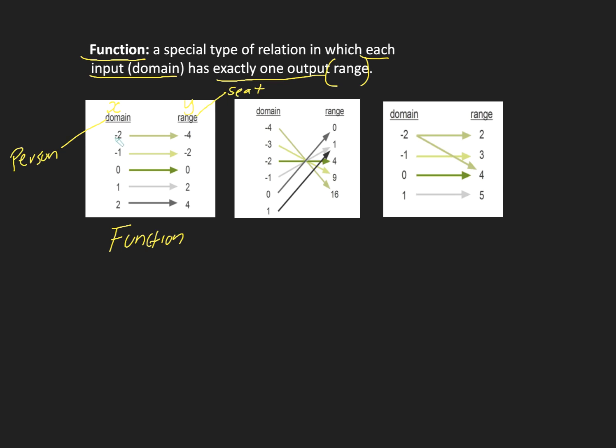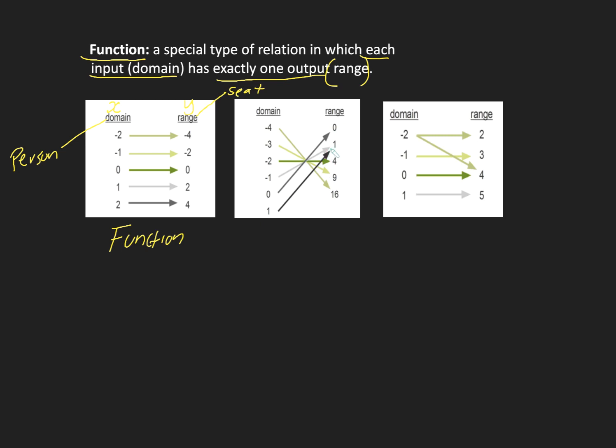Okay, so this person has their assigned seat. Every person has an assigned seat. Let's look at number 2. Again, this is my domain and this is my range. Notice my domain, I have -4, -3, -2, -1, 0, and 1. And notice -4 is going to 16, -3 is going to 9, -2 is going to 4, -1 is going to 1, 0 is going to 0, and 1 is going to 1.